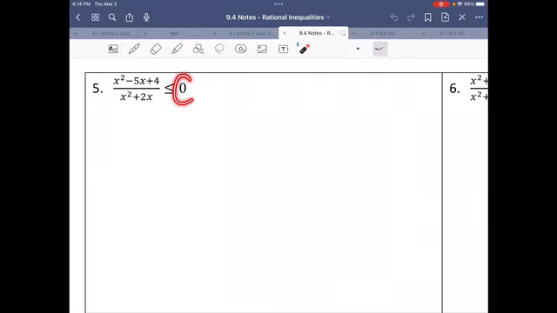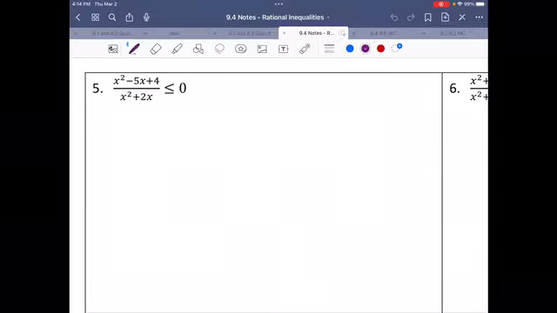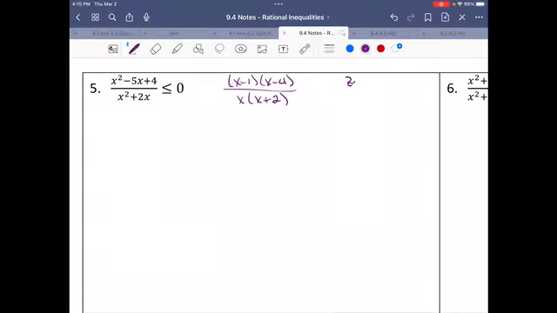So in number 5, we're going to find the x-intercepts from the numerator and the vertical asymptotes from the denominator, double checking that it does in fact have a 0 on the right side, which it does. So when we factor that numerator, we get x minus 1 and x minus 4. And factoring that denominator as GCF of x, and therefore x plus 2. All right, so that means our zeros are going to be x equals 1 and 4, and our vertical asymptotes will be x equals 0 and negative 2.